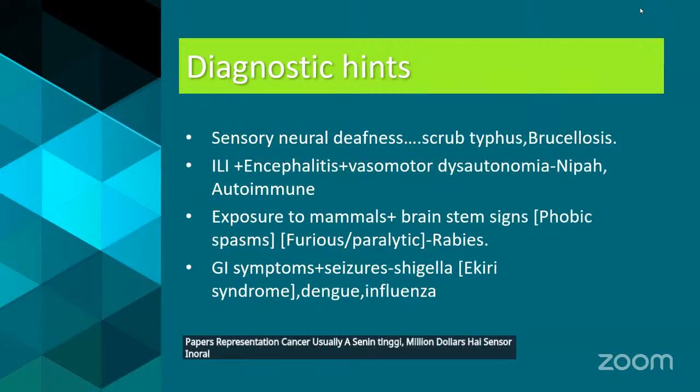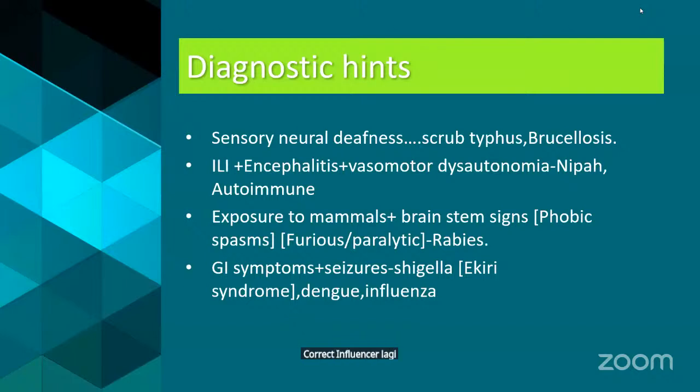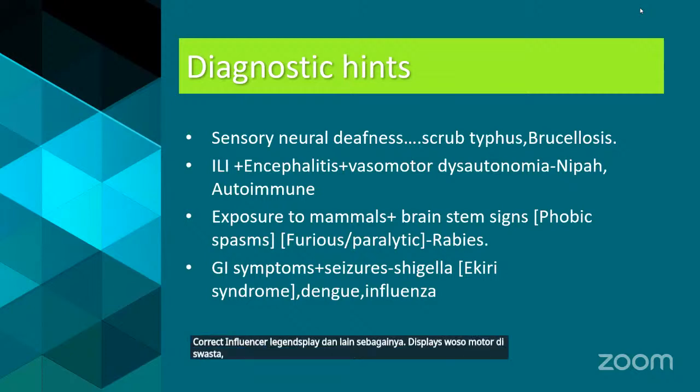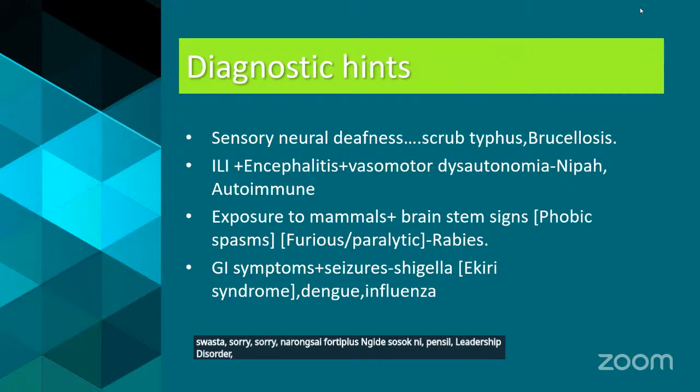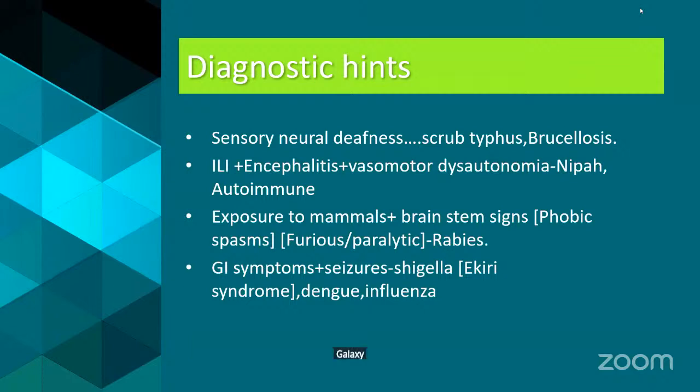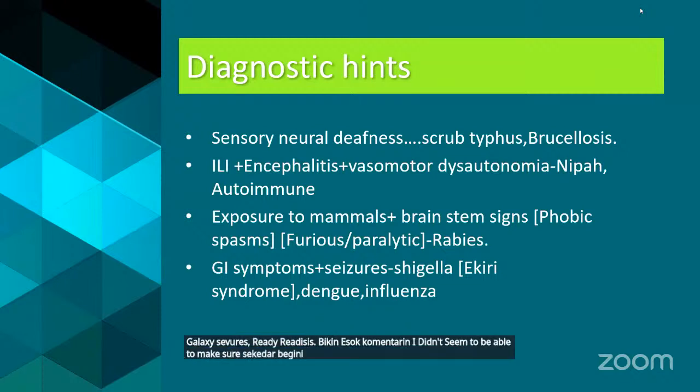Sensory neural deafness. Sensory neural deafness might give us a clue with regard to encephalitis with scrub typhus or in case of neurobrucellosis. Influenza-like illness plus encephalitis plus vasomotor dysautonomia is usually seen in Nipah as well as autoimmune. So basically, vasomotor dysautonomia is something which we observed in around, say, 40% of cases of Nipah encephalitis. Autoimmune encephalitis also, vasomotor dysautonomia is pretty common. And exposure to mammals with brainstem signs, that is, the phobic spasms, could be, say, furious rabies or a paralytic rabies. And rabies is becoming so common that we need to proactively ask for the history of any. And since the incubation period of rabies could be for years together, we need to proactively ask for the history.